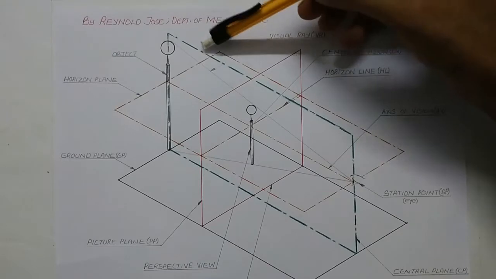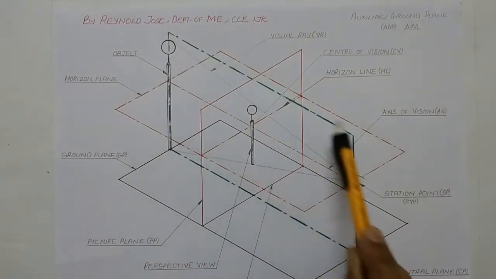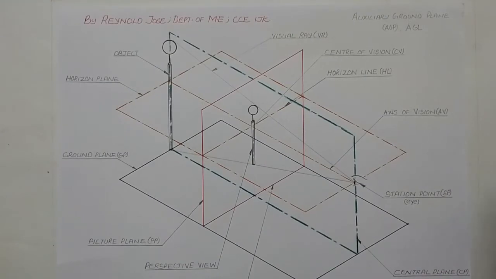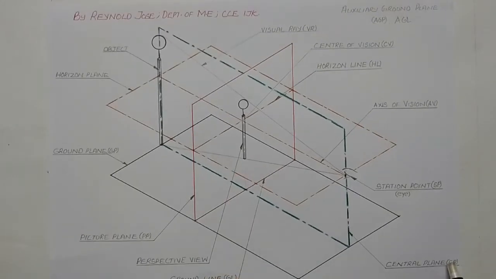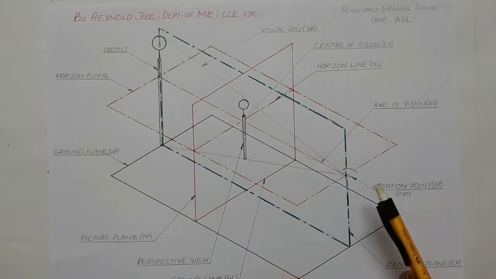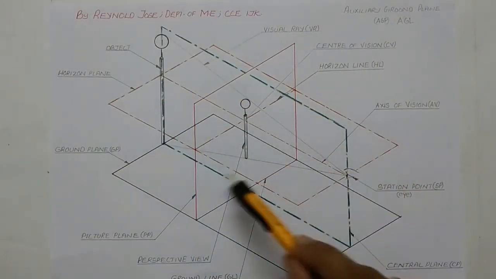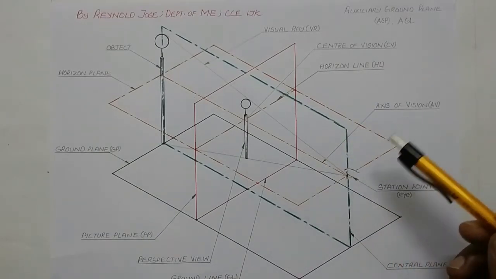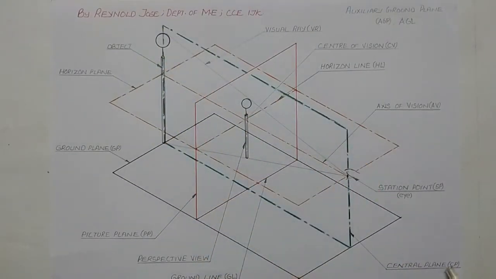And the fourth plane is known as the central plane. Here we have a chain line in green color, representing another plane, and this plane is known as the central plane, in short CP. The central plane is perpendicular to all the previously mentioned three planes, that is the ground plane, the horizon plane and the picture plane. It is mutually perpendicular to all three. So this green colored plane is known as the central plane or CP.